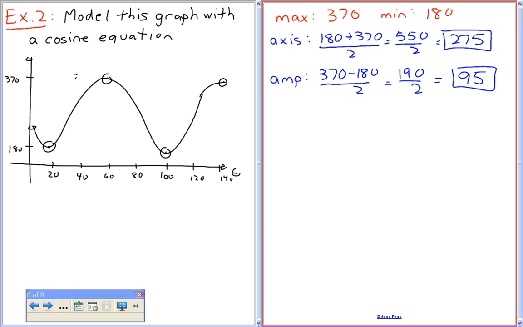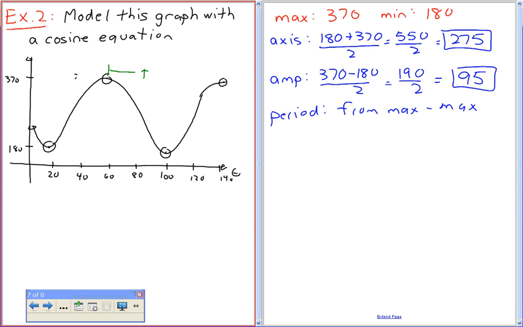Okay. Who are we up to? Taylor. What's the period for this graph, please? It's from the max to max. Good. Now, when you say 370, you're not quite right, because remember the period is going to be in the x values here. So the distance left and right from your highest to your highest.